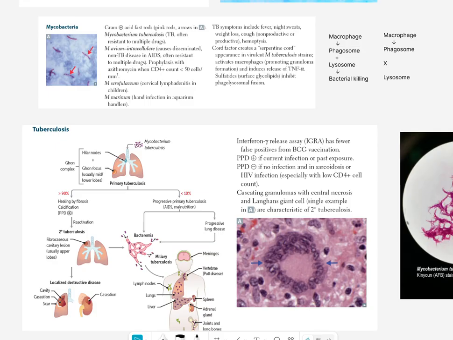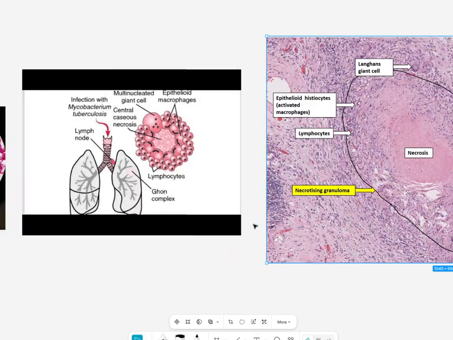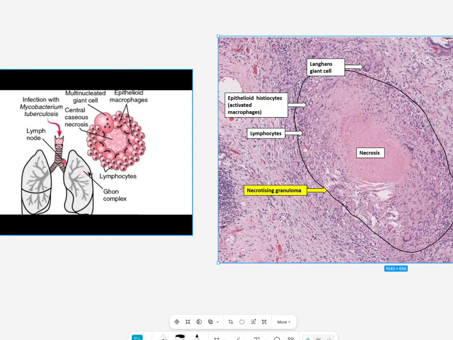And then there's reactivation, or secondary TB. Before going to that, I would like to show you a Ghon focus image. This is the Ghon focus. You can see the Ghon complex, which is the Ghon focus plus the hilar lymph nodes together. You can see the central caseous necrosis, with epithelioid macrophages and lymphocytes surrounding it. We have multinucleated giant cells here.